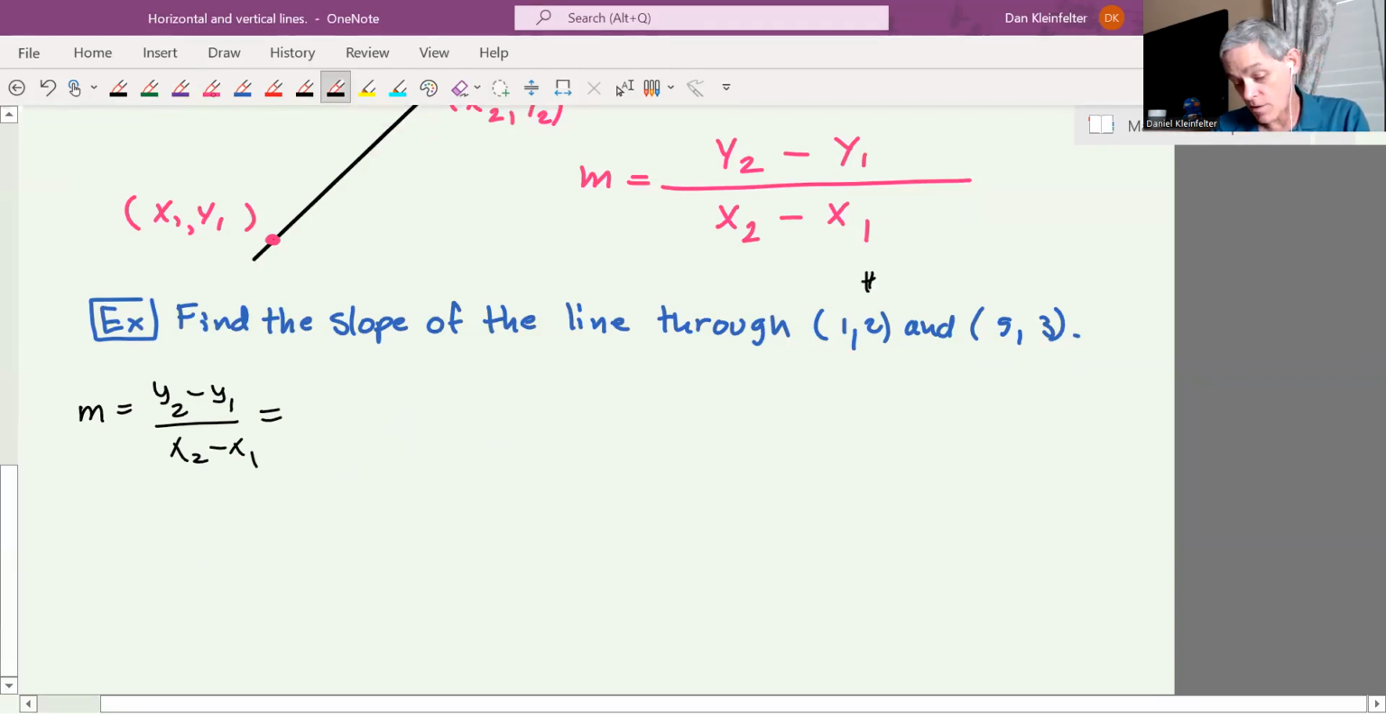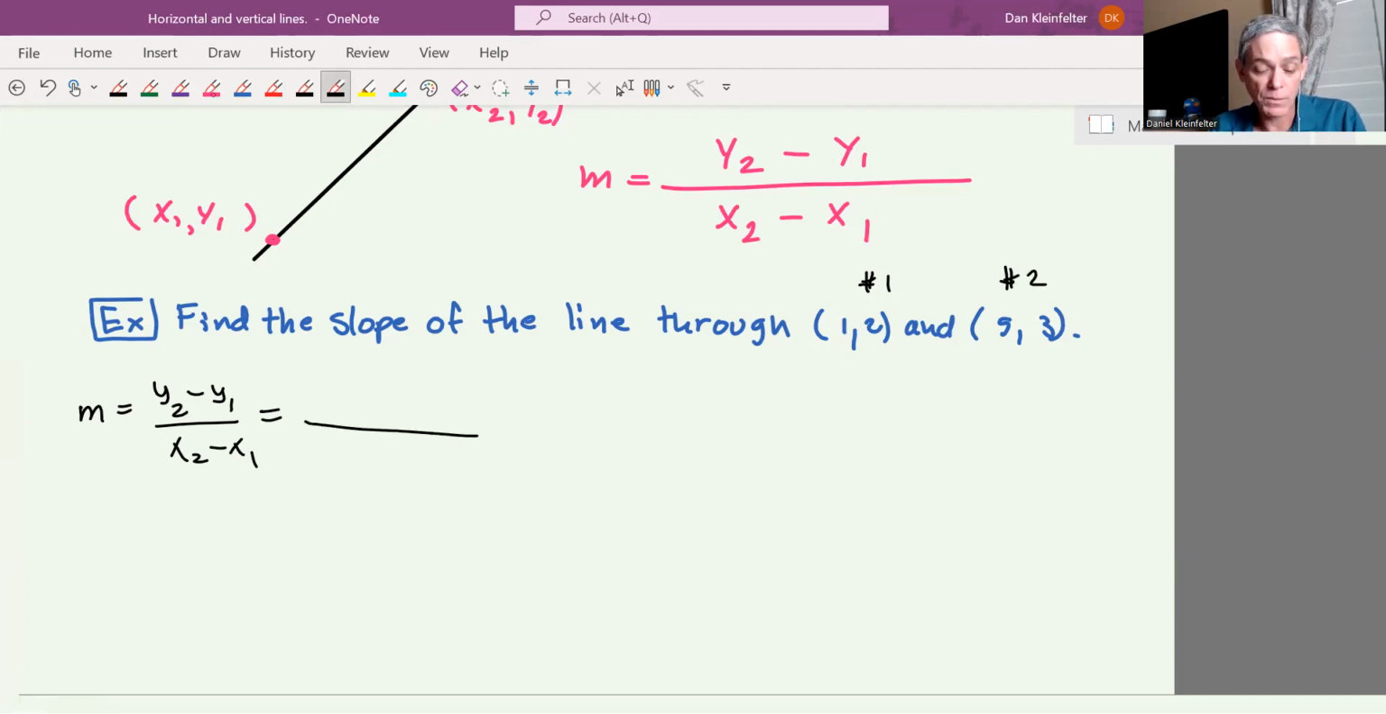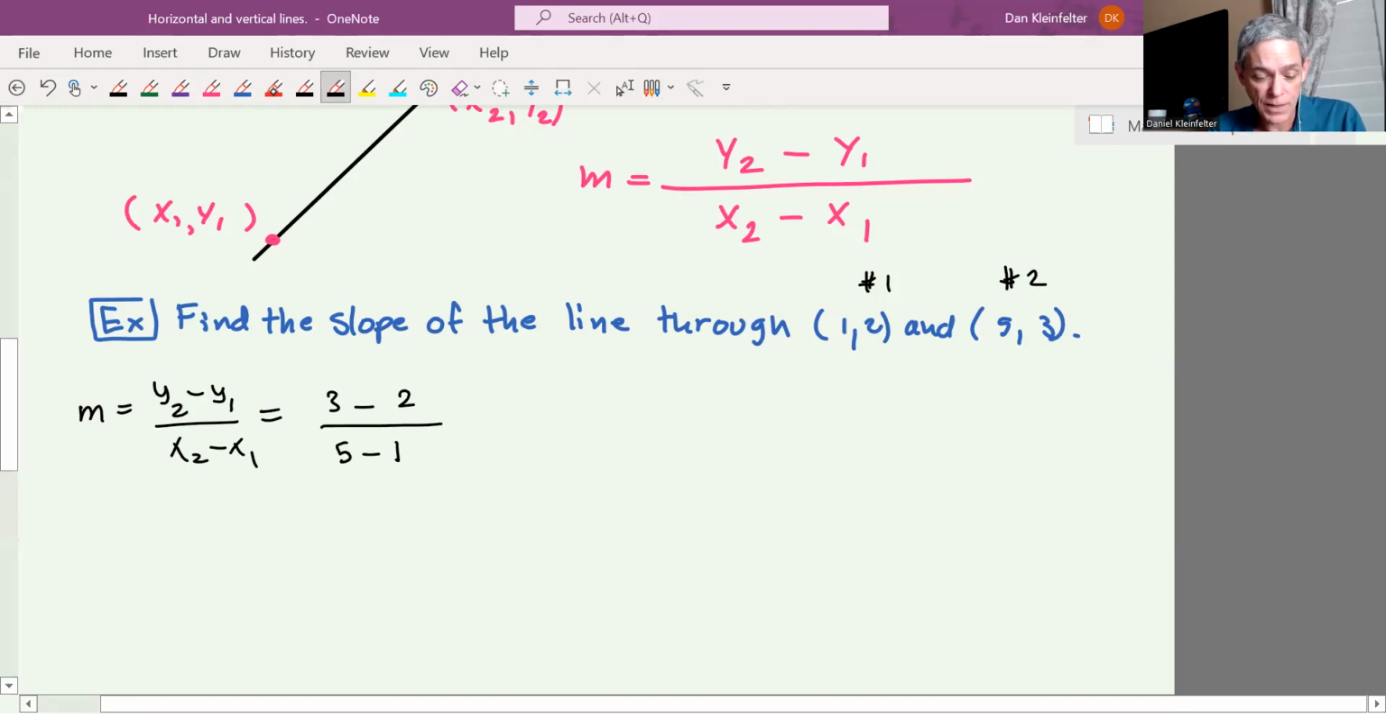I'm going to, for this first one, take the 1, 2 as point number 1 and 5, 3 as point number 2. So then y2 will be 3, y1 is 2, and then for the x's down below, we'll have 5 minus 1. 3 minus 2 is 1 up top, and 5 minus 1 is 4 down below. So our slope is 1/4.